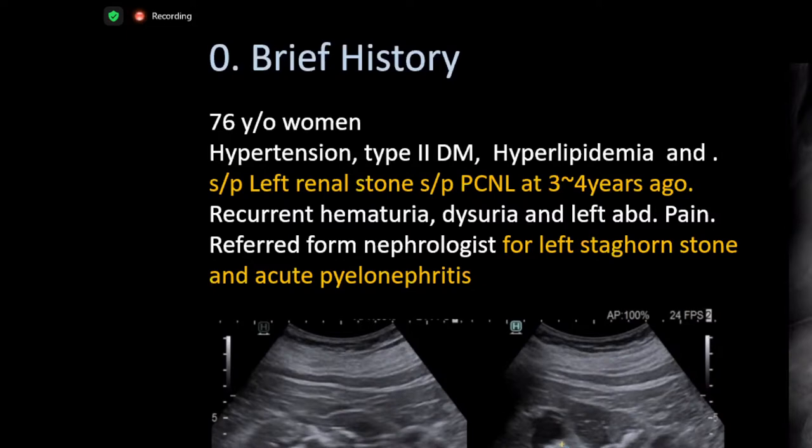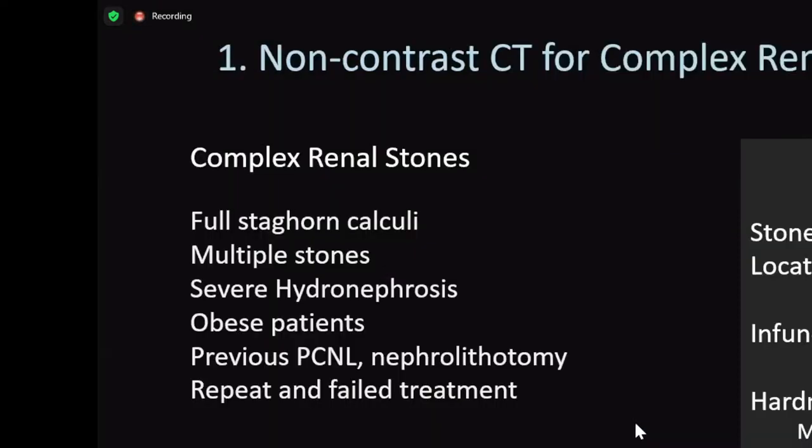For complex renal stone cases, we always do a non-contrast CT to evaluate how complex and difficult the renal stone is, and how much the RIRS surgeon or ESR surgeon will struggle. What is a complex renal stone? My definition is a stone that is really large, like a Staghorn stone, or multiple stones, or with some anatomical abnormalities such as hydronephrosis, or patient obesity, or previous surgery such as PCNL, especially if the patient tells you he had a bad experience with stone surgery.